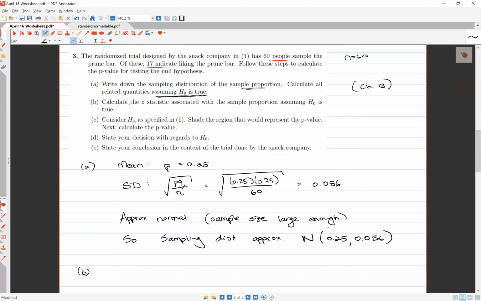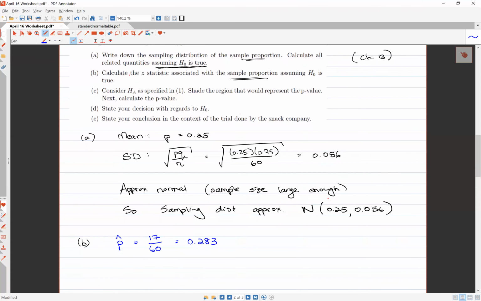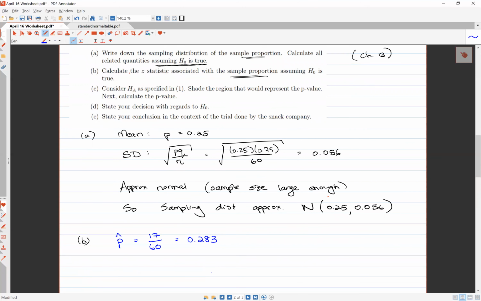Next, we want to calculate the z-statistic associated with the sample proportion. So what is our sample proportion? That's notation is p hat, right? What did we observe? We observed 17 of 60 people liking the prune bar. I don't know who these people are, but they're out there. And so that is as a decimal 0.283. So that's just our sample proportion.